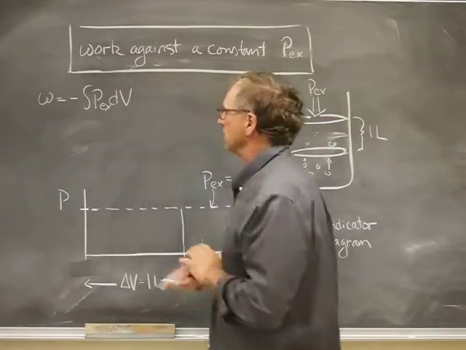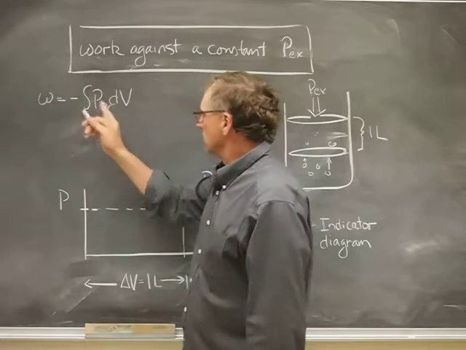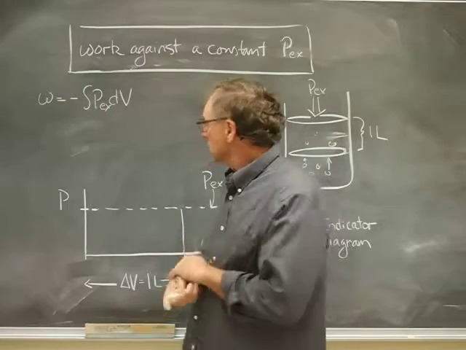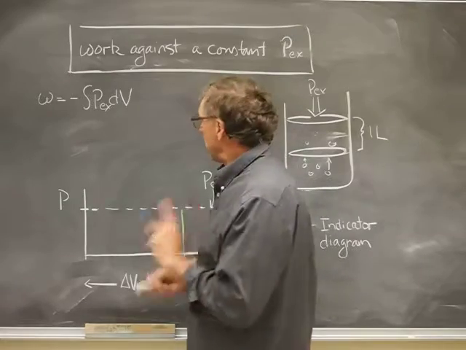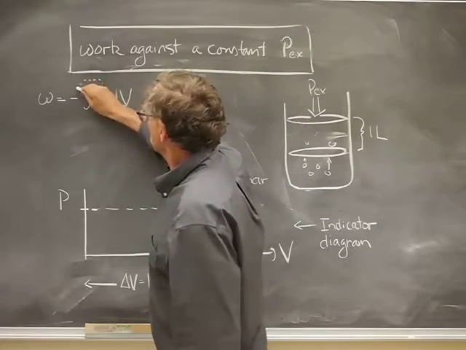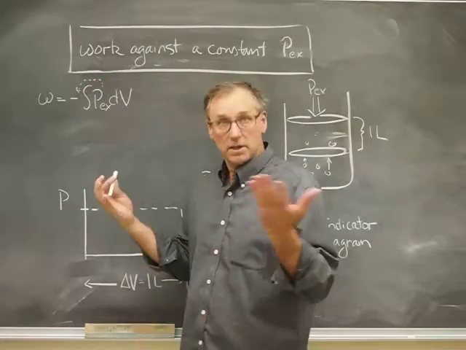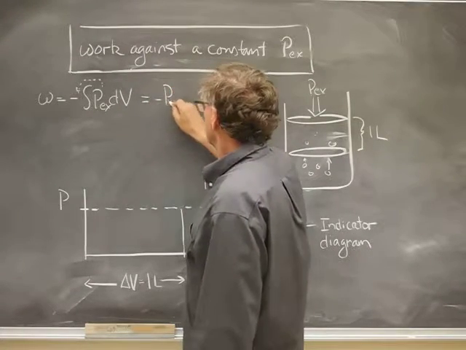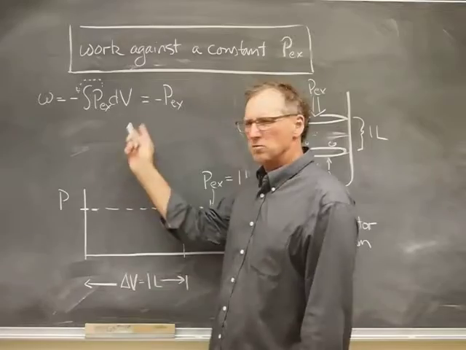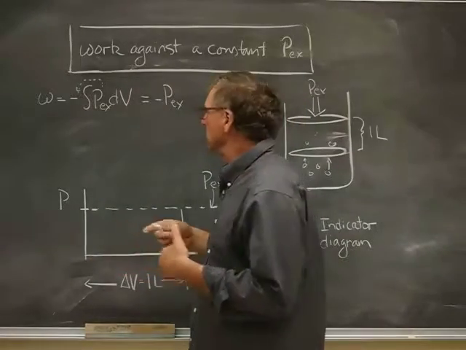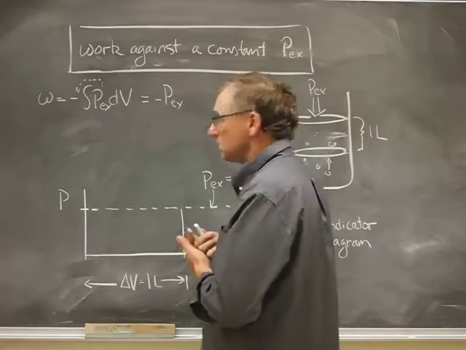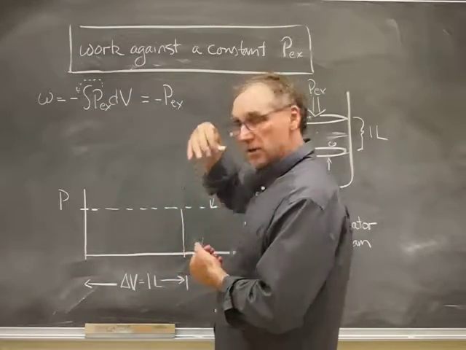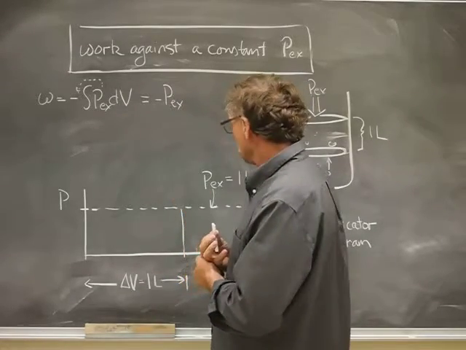So our expression for this is work is equal to minus the integral of the external pressure dV. And in this case, in which the external pressure is constant, as the atmosphere would be, I could say that's minus the external pressure times the integral of dV, but the integral of dV is just the volume evaluated from the ending point to the starting point.